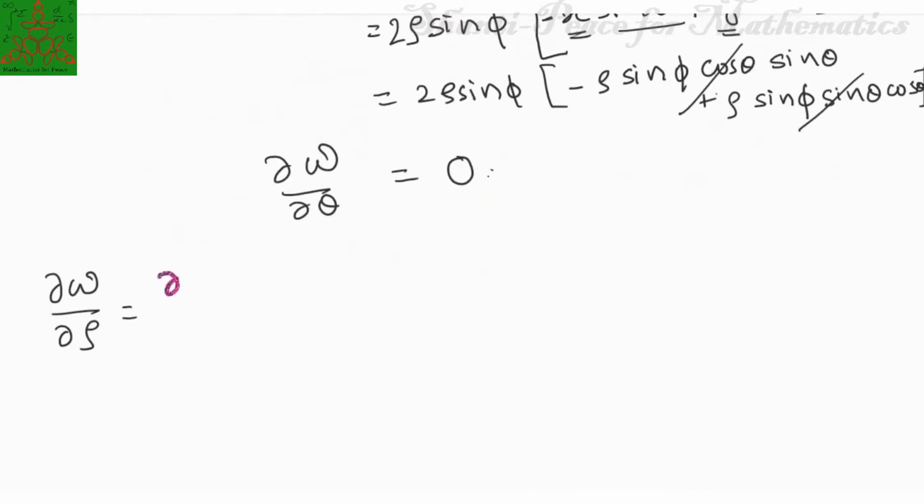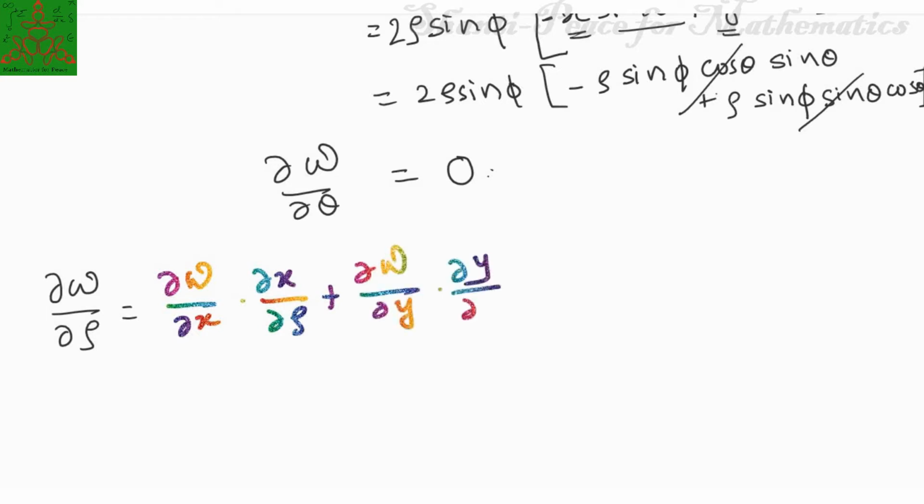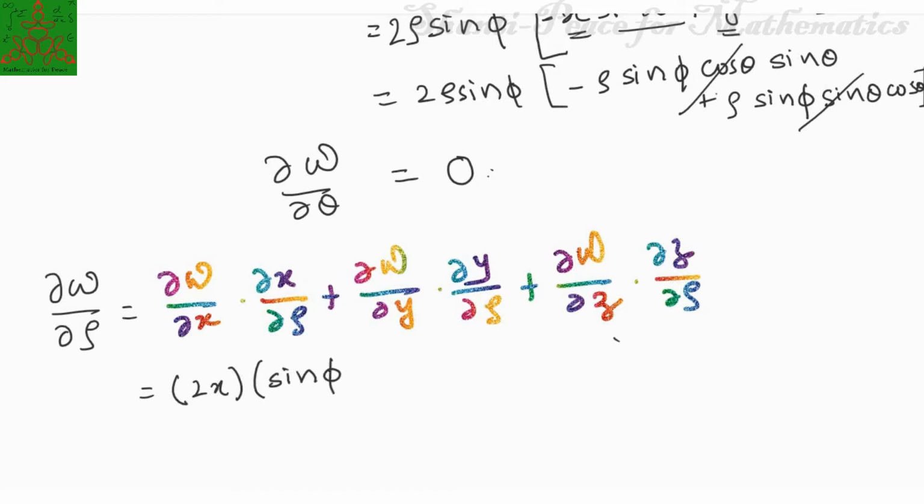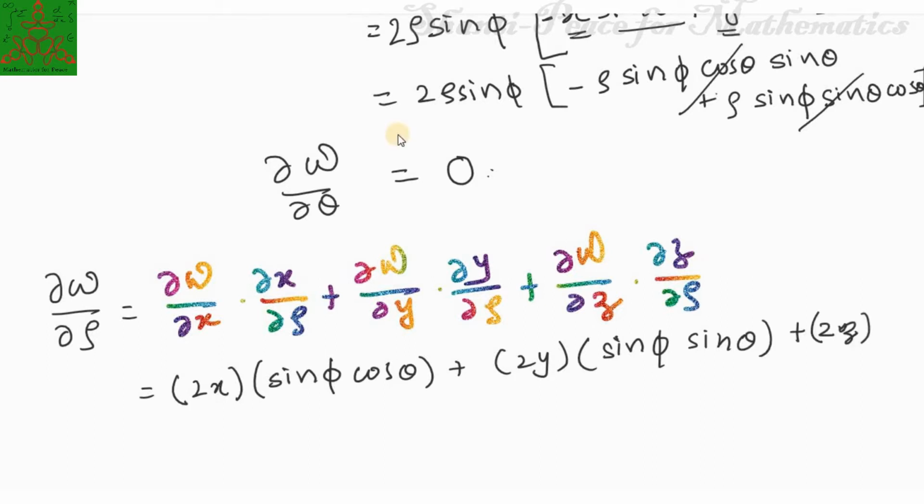So this is del w upon del x into del x upon del rho plus del w upon del y into del y upon del rho plus del w upon del z into del z upon del rho. So what is del w upon del rho? It is 2x into del x upon del rho, so that is sine phi cos theta, plus 2y sine phi sine theta plus 2z into cos phi.